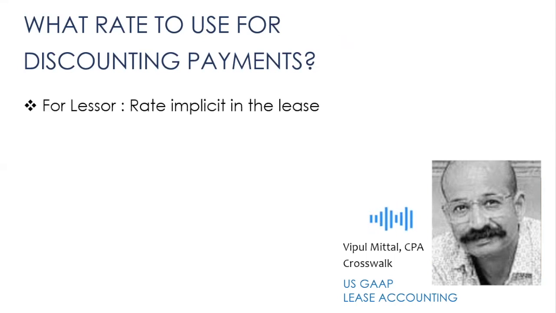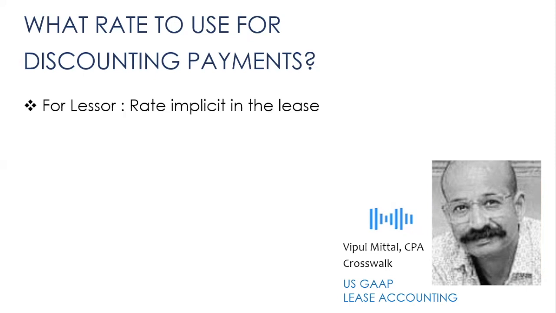So for lessor, this rate is the rate implicit in the lease. Rate implicit in the lease contract and lease payments. This is the rate that is reflected in the lease, reflected in the lease term. So the rate that is reflected in the lease contract and lease terms is the rate implicit in the lease.